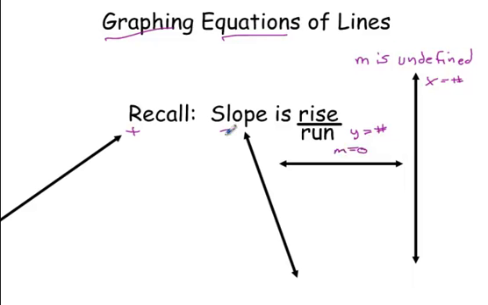I don't know what these slopes actually are without some points or a grid in order to figure out the numerical values of the rise and the run, but in general, if it goes up to the right, it's positive, and if it goes up to the left, it's negative.